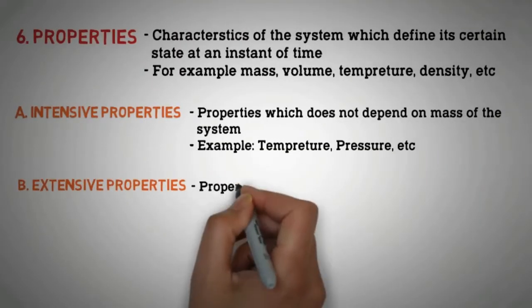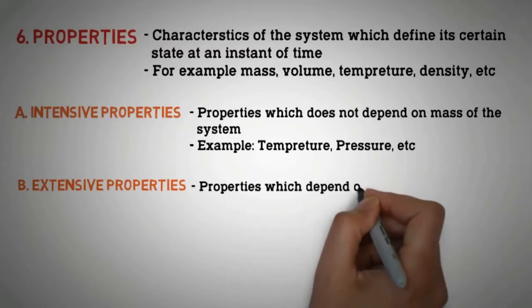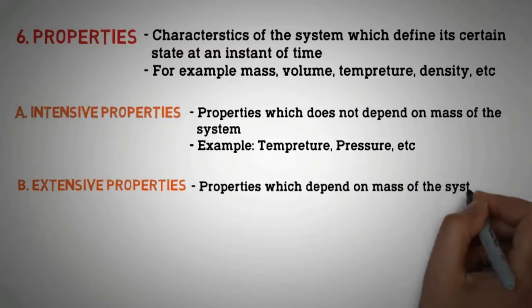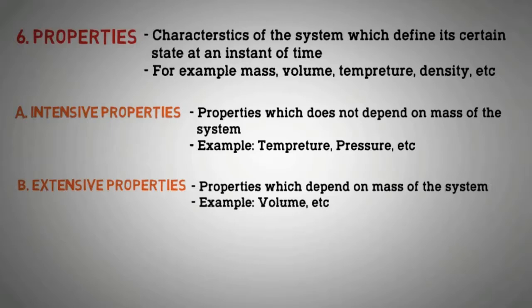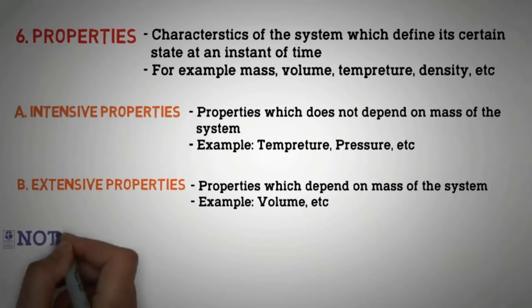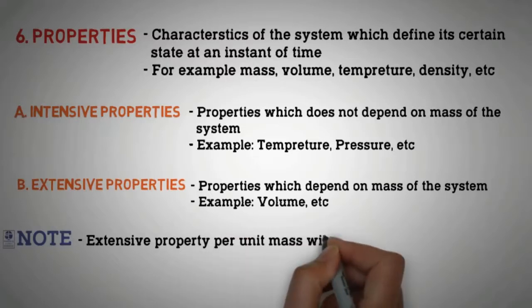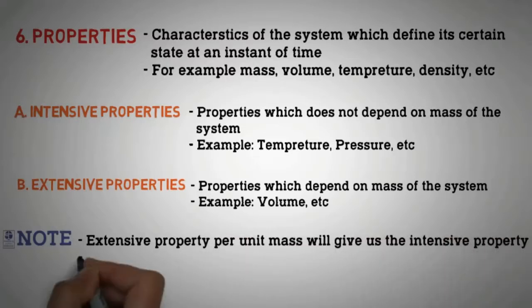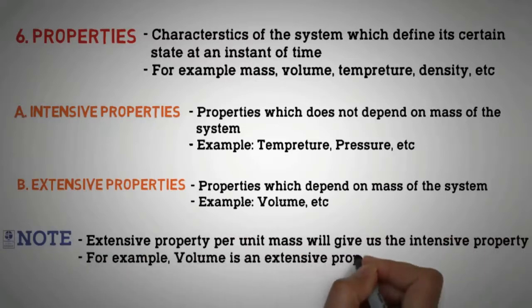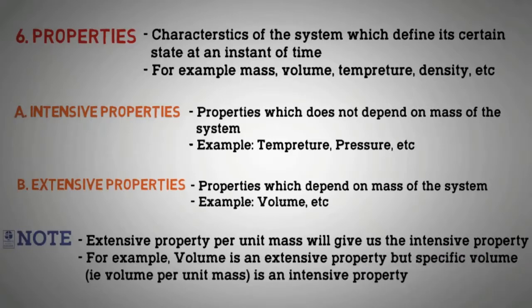Extensive properties. The thermodynamic properties which depend on the mass of the system are known as extensive properties. For example, volume of the system. Note: extensive properties per unit mass will give us the intensive property. Volume is an extensive property, but specific volume is an intensive property.